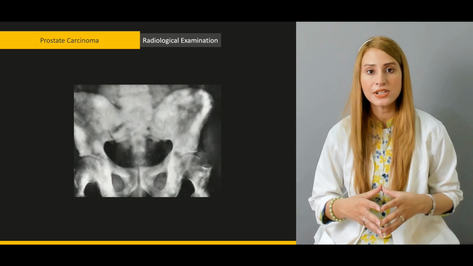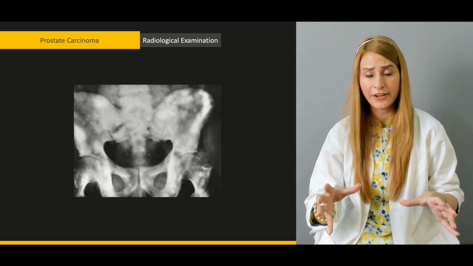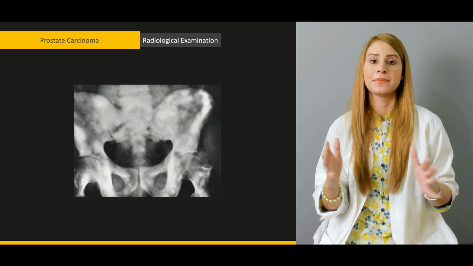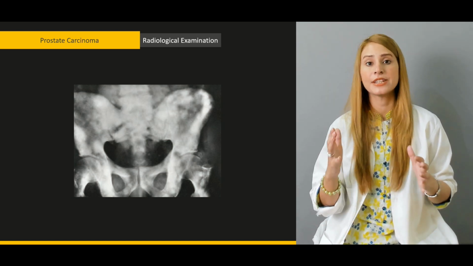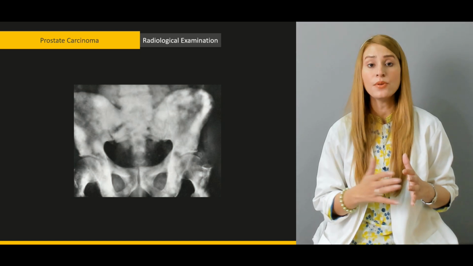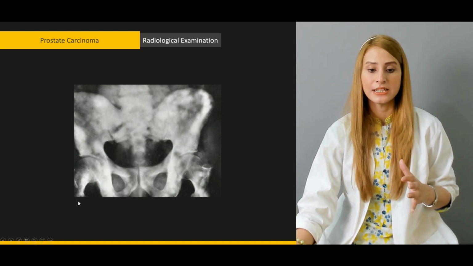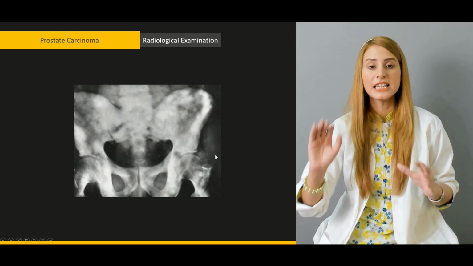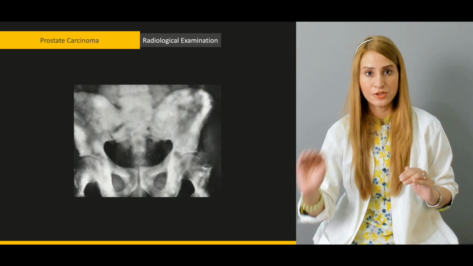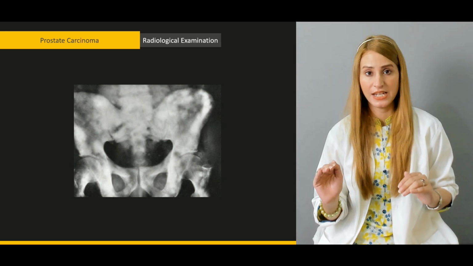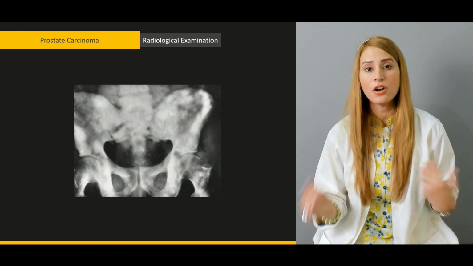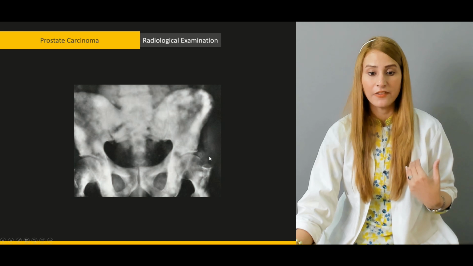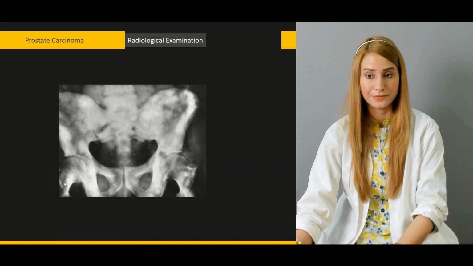In case of the radiological investigation, this is something very important. You go for the pelvic scan, the X-ray spine, the X-ray pelvis, AP and lateral view, and you also go for X-rays of the femur. Why? Because these are the most common sites which are metastasized by prostatic cancer, and you can see osteolytic lesions here. These are the black osteolytic lesions found in prostate cancer.